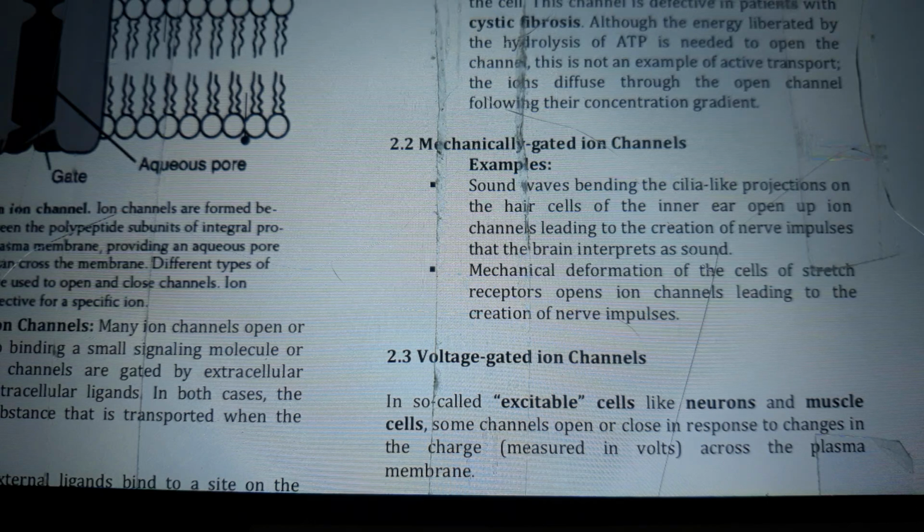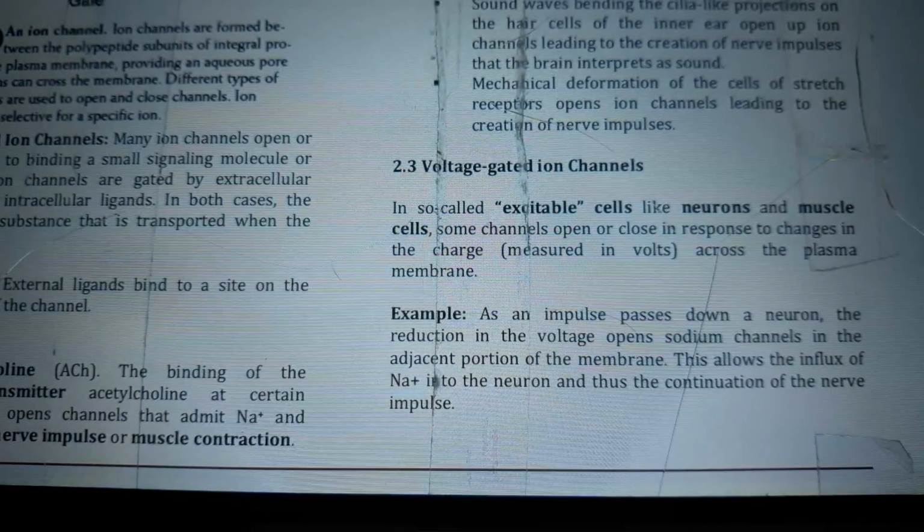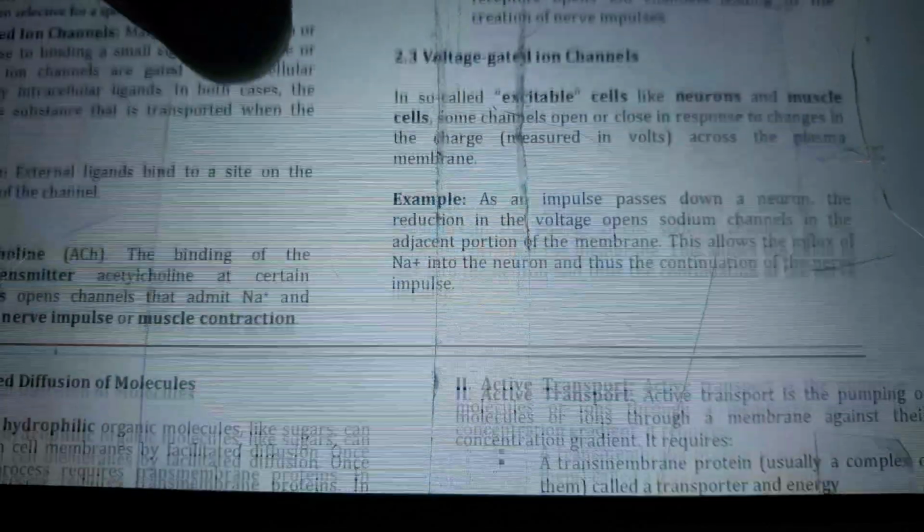Although the energy liberated by the hydrolysis of ATP is needed to open the channels, this is not an example of active transport. The ions diffuse through the open channel following the concentration gradient. Mechanically gated ion channels. Example: sound waves bending the ciliary projections on the hair cells of the inner ear open up ion channels, leading to the creation of nerve impulses that the brain interprets as sound. Mechanical deformation of the cells of stretch receptors opens ion channels, leading to the creation of nerve impulses.